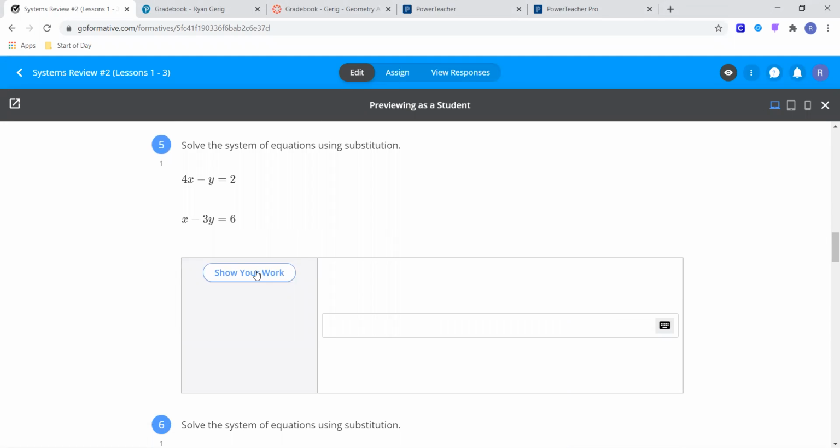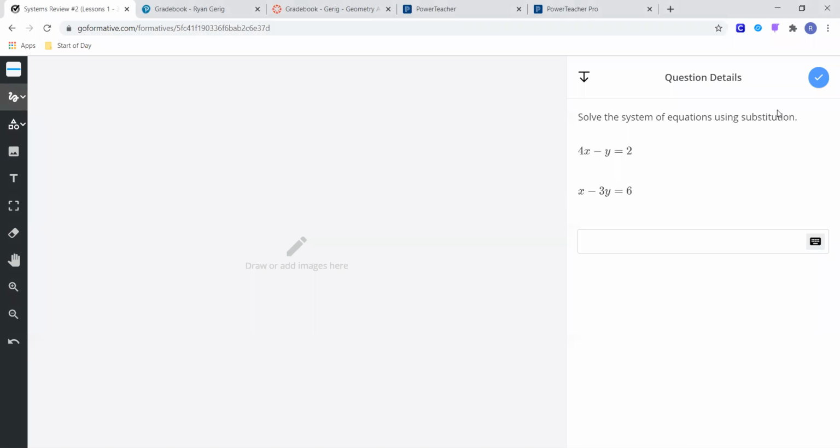Again, substitution. This one does not have a variable by itself. Okay, but I could easily get one by itself. I would say either this one or this one. The y has a negative in front, so I'm going to leave that one alone. I'm going to get this x here by itself. So I'm going to add 3y to both sides. And now I have x equals 3y plus 6.